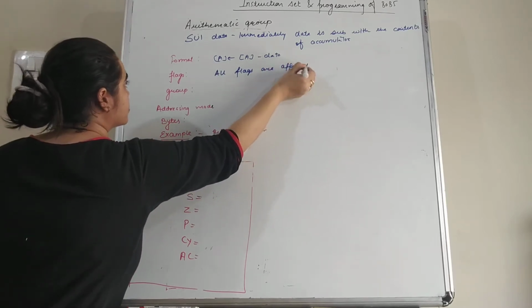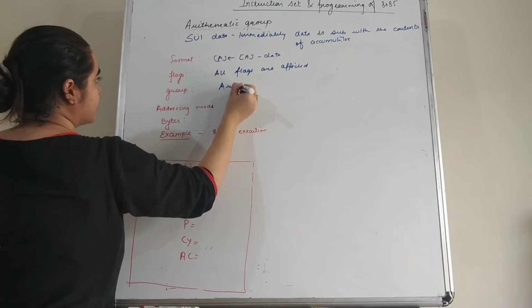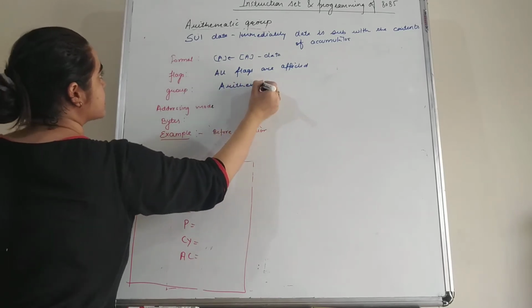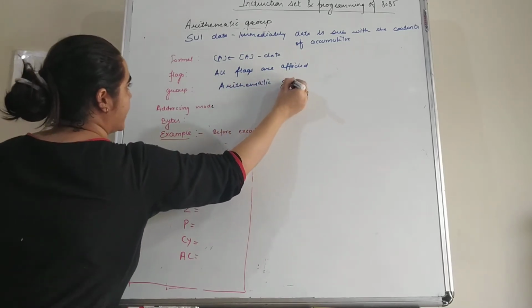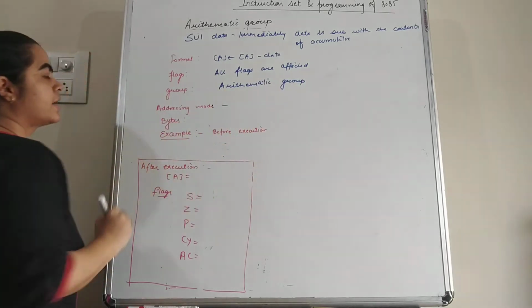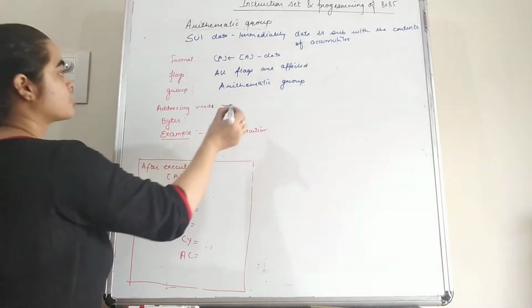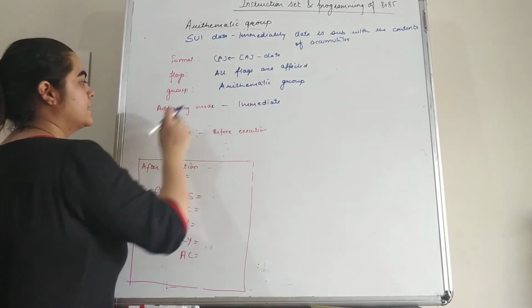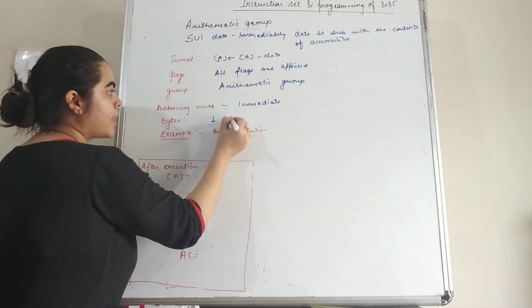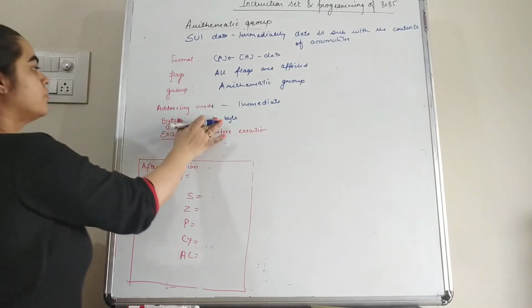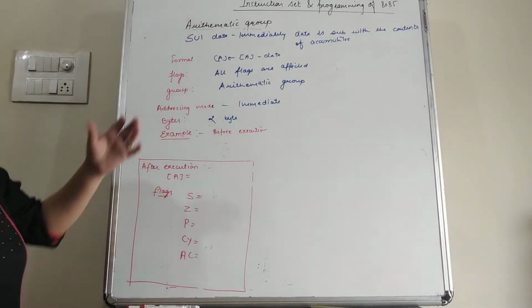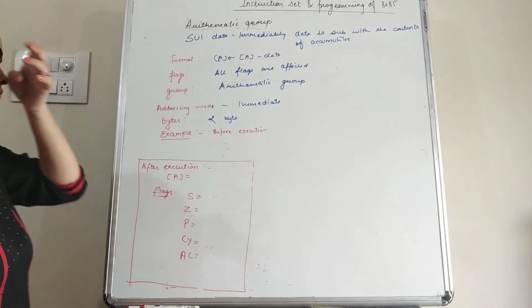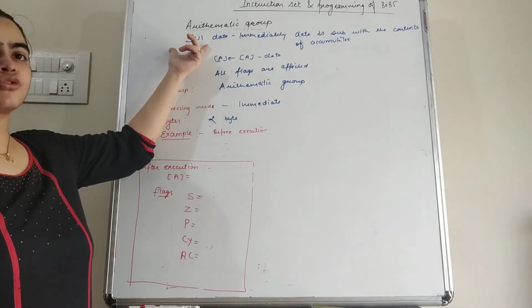Next is the group. The group under which this instruction comes is the arithmetic group. Addressing mode: here the data is directly given in the instruction, so the addressing mode is immediate. Bytes: it will occupy 2 bytes of memory. One is for the data, which is 1 byte, and one is for the instruction.